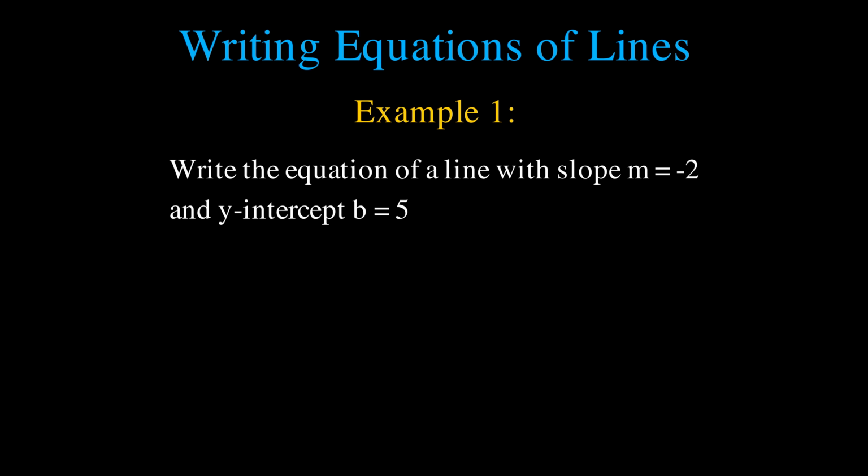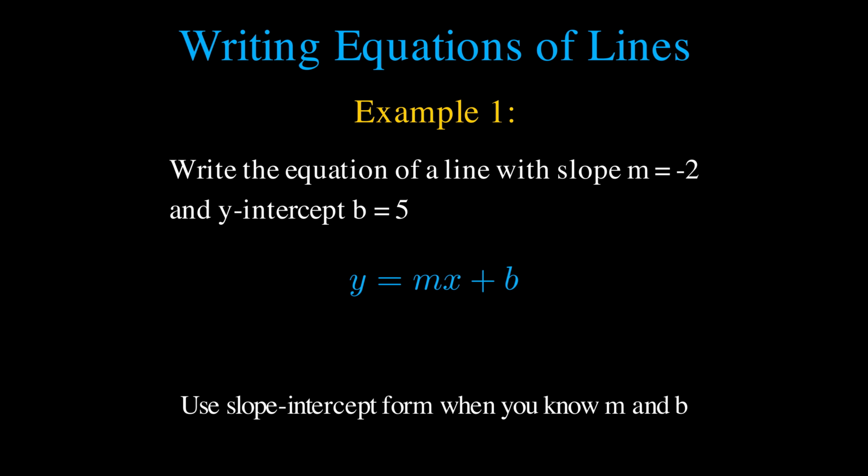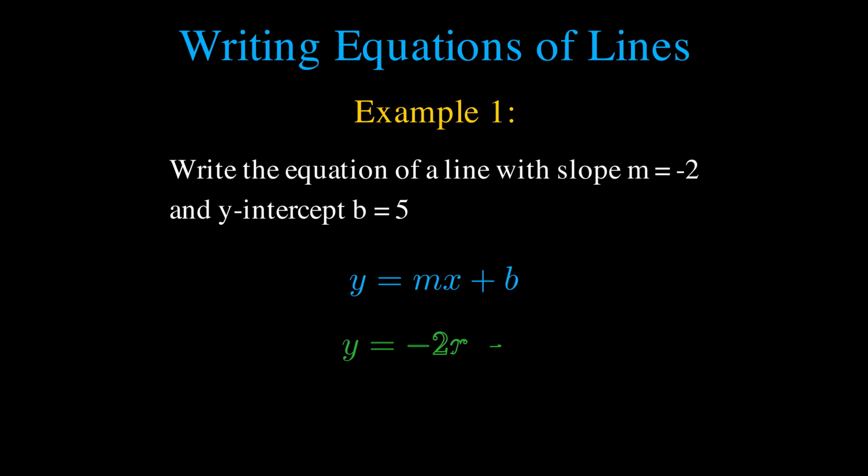We are given the slope and the y-intercept. When you know m and b, use y equals mx plus b. Substitute m equals -2 and b equals 5. The equation is y equals -2x plus 5.